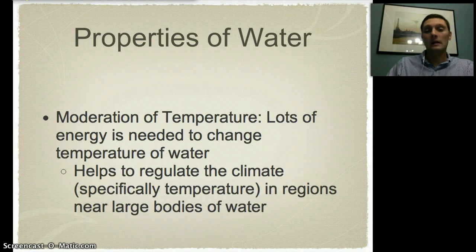And the last one, and I think one of the most important, well, they're all important, but I think one of the most important is the moderation of temperature. Water requires lots and lots of energy to change temperatures, to get really warm or to decrease in temperature. And so water helps to regulate the climate, specifically the temperature in regions near large bodies of water. You think about the ocean. Usually between the summer and the winter, it doesn't change temperature that much. I mean, there's going to be some changes, but not a huge change in temperature like there is on the land.